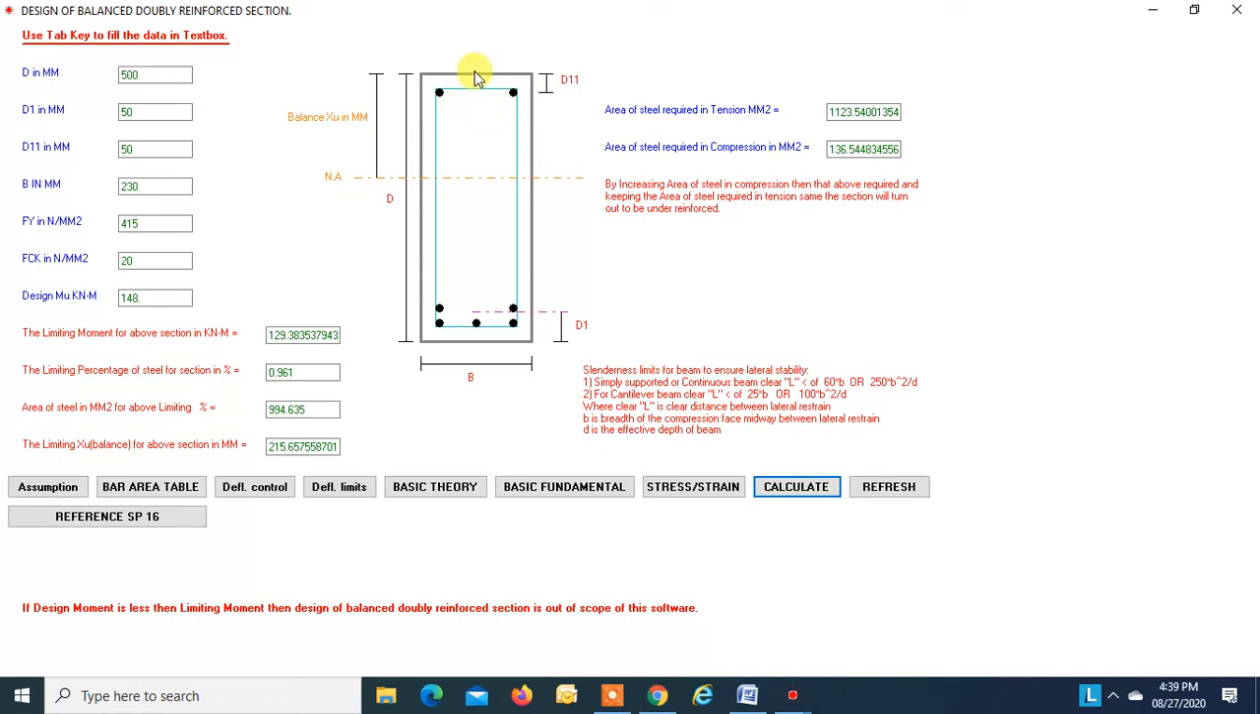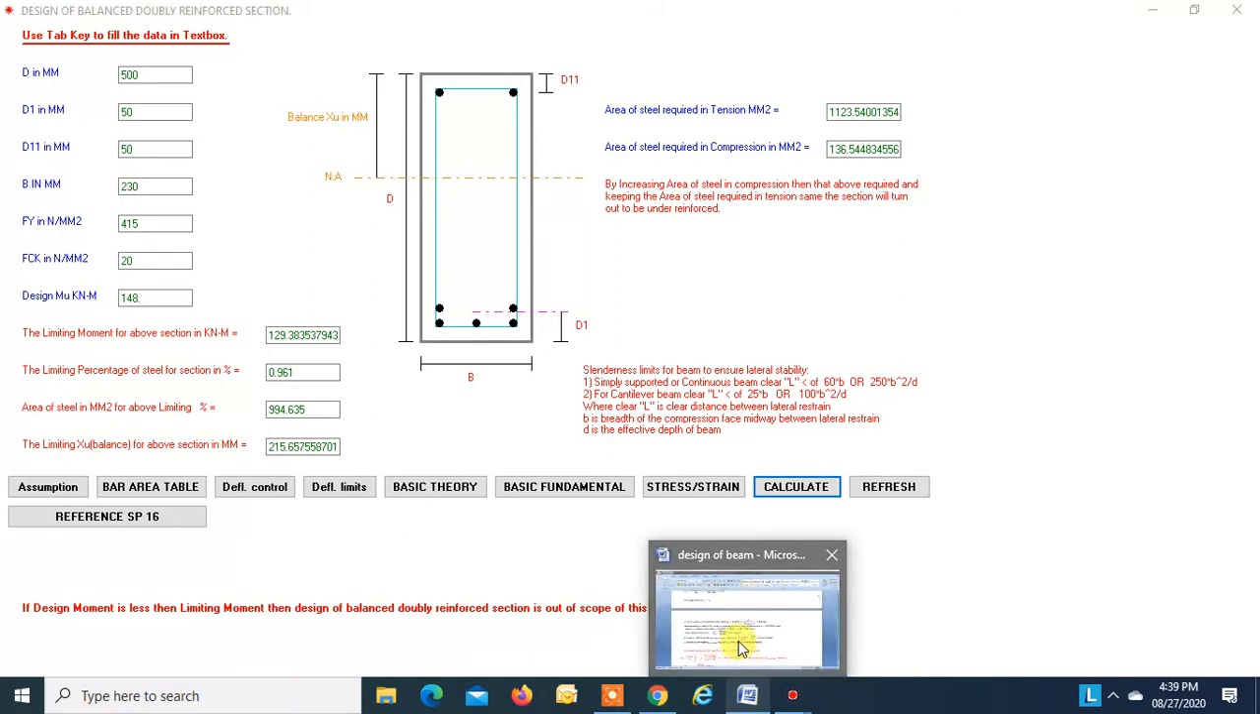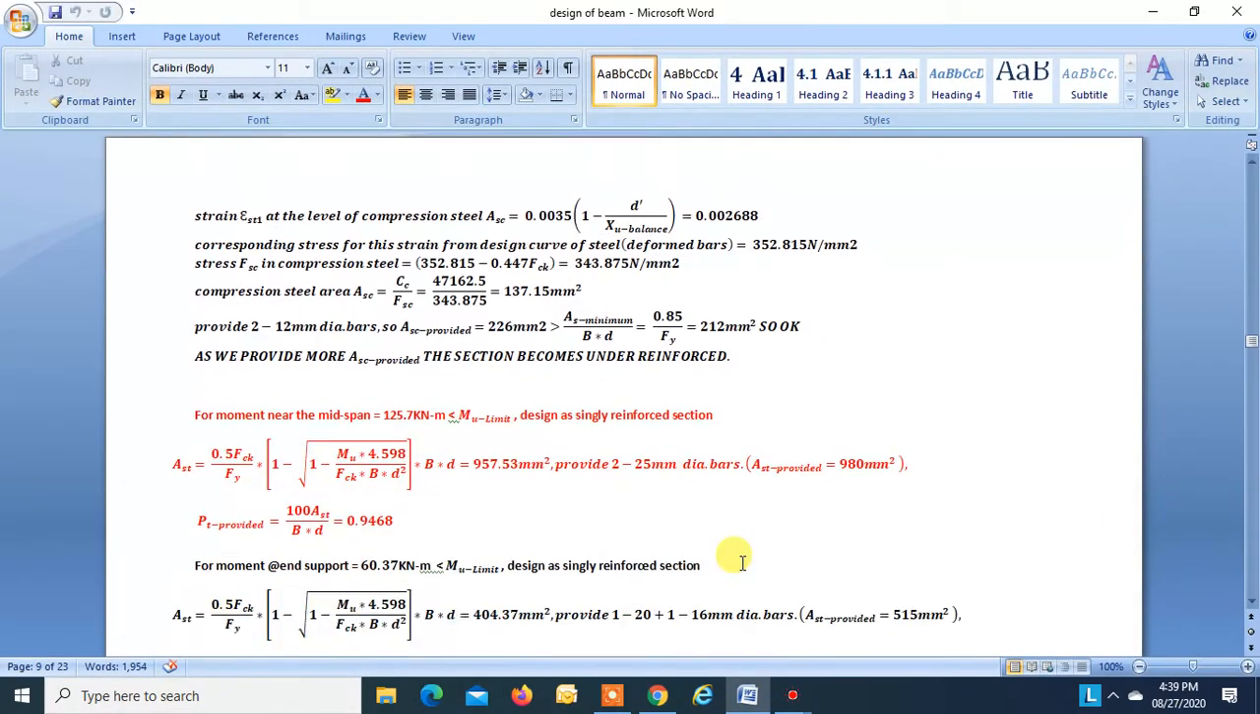Now, if we increase this Asc, then this neutral axis will shift upward. And when this neutral axis shifts upward, the section will become underreinforced. So this is how, whatever Asc we get, we should increase the Asc so that the section becomes underreinforced. Okay, so let's move further.